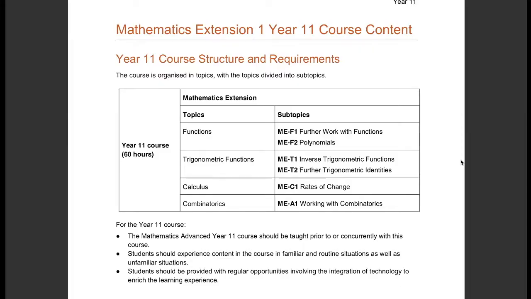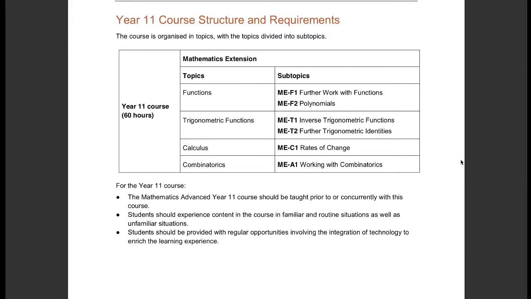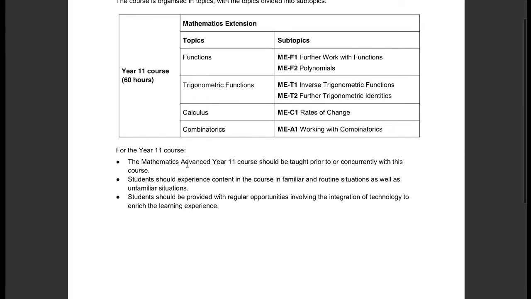Here we have the course structure and requirements for the Year 11 component of the Extension 1 Mathematics course. As you can see, it is divided into 4 topics: functions, trigonometric functions, calculus, and combinatorics. Together, these make up 6 subtopics. I would like to pay attention to this point here, that the Mathematics Advanced Year 11 course should be taught prior or concurrently to this course. So if you want to do well in the Extension 1 course, you will need to know your content from the Advanced course. I will talk about this a bit more later with the Year 12 course structure.